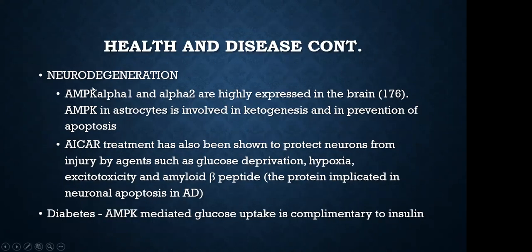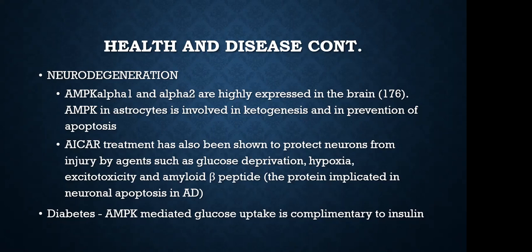So then we have also neurodegeneration. You have the AMPK alpha 1 and alpha 2. They're both highly expressed in the brain. And AMPK in the astrocytes is involved in ketogenesis and also in the prevention of the apoptosis of brain cells. So, prevention then of things like Alzheimer's disease and dementia and any kind of neurodegenerative diseases.